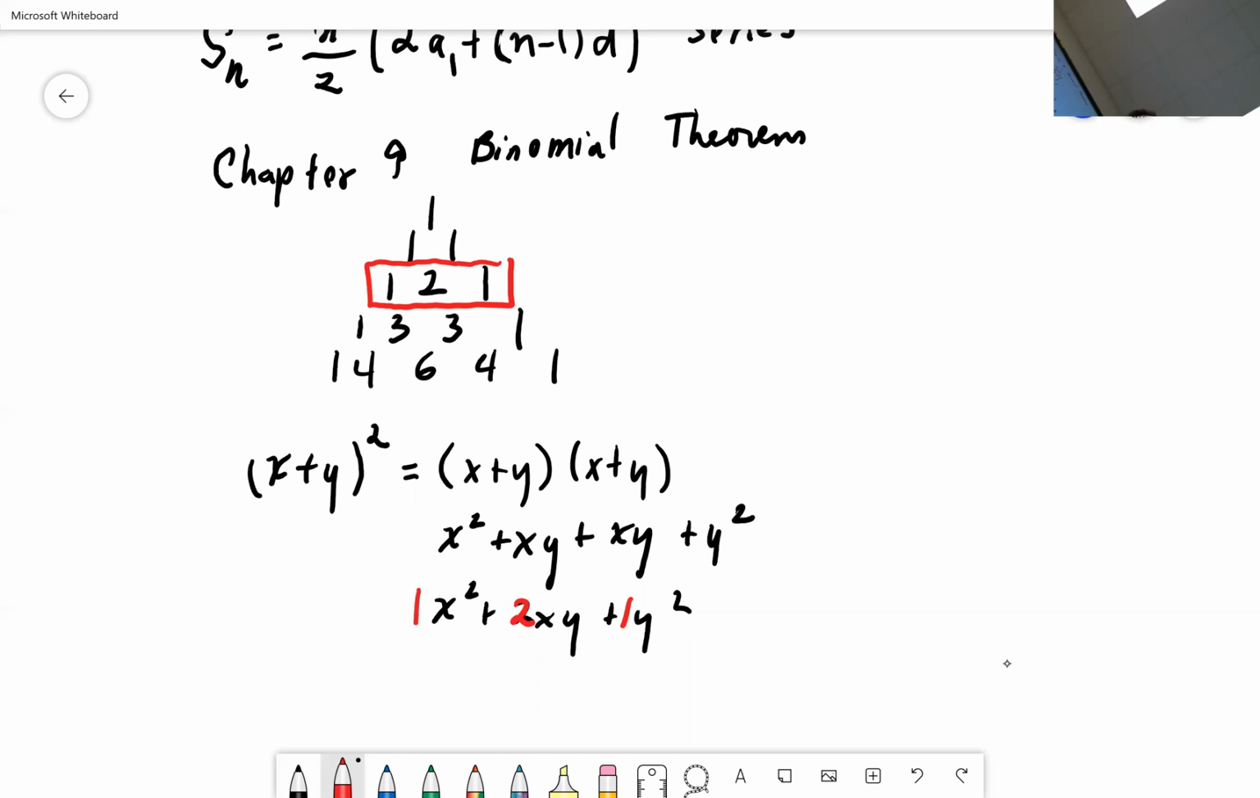Not only that, I want you to notice something about the powers here. This is the second power, 1 and 1. And in reality, I should write this like this. This is really 1x squared y to the 0, plus 2x to the first y to the first, plus 1x to the 0 y to the second. That's really what it is. We just don't write x to the 0.